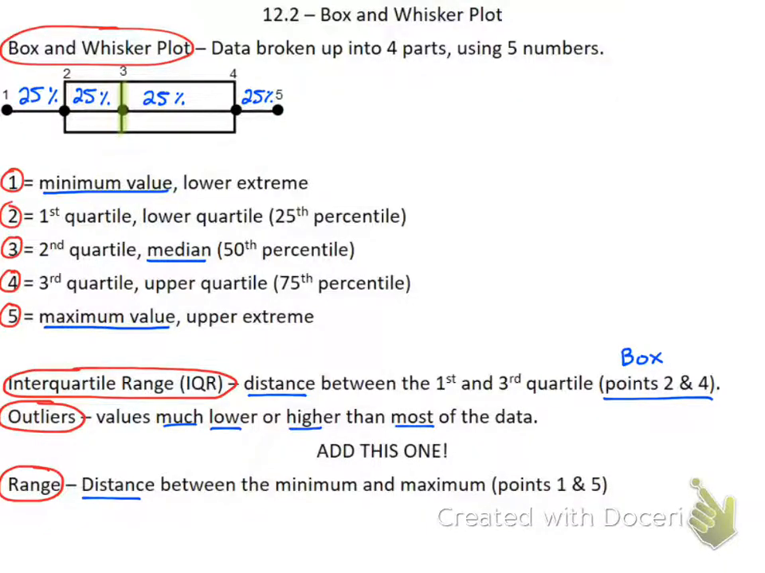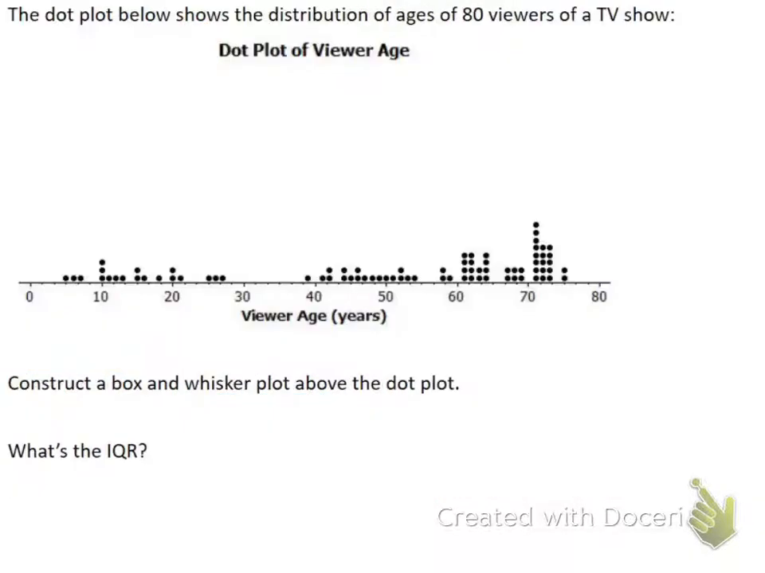Range is the distance between the minimum and the maximum. So our highest point and our lowest point. That's all range is. And so when I do this, the first way I'm going to show you how to do it, like this is a dot plot that has 80 points. And so to use the cross-off method is kind of difficult because that's a lot of crossing off, and it gets kind of tough. Also, you're going to find 3 different medians. You're going to find the median 3 different times. Once for the entire set, once for the lower half, and once for the upper half.